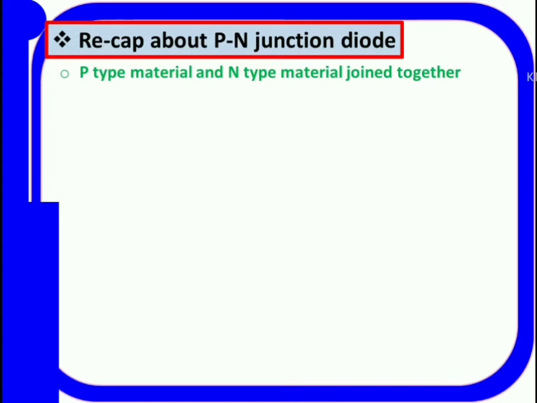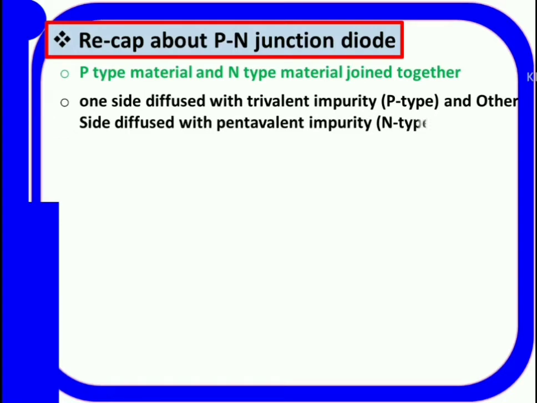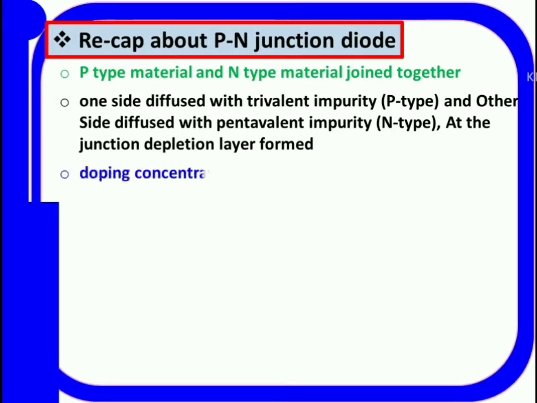When P-type material and N-type material are made in contact, the interface separating the two is called the PN junction. One side is diffused with trivalent impurity, converting it into P-type, and the other side is diffused with pentavalent impurity, converting it into N-type. The line joining these two is the PN junction. At the junction, a depletion layer is formed. For a PN junction diode, the doping concentration is very low, around 1 atom per million atoms.